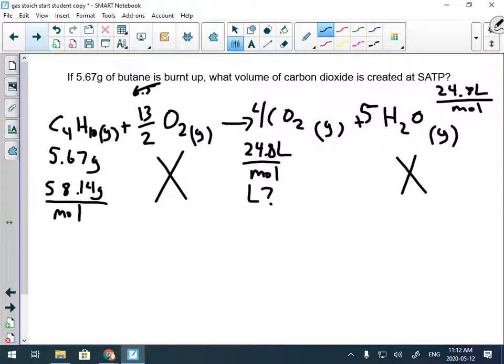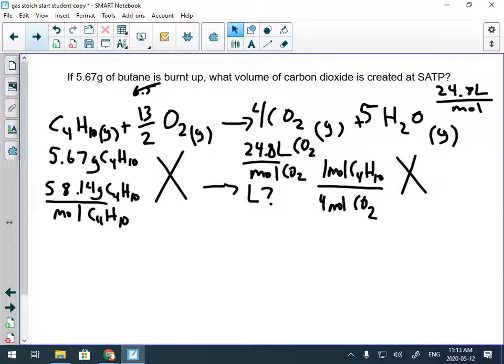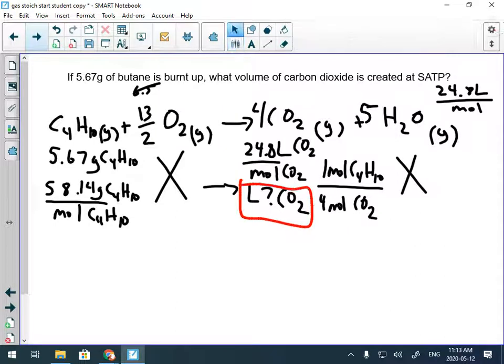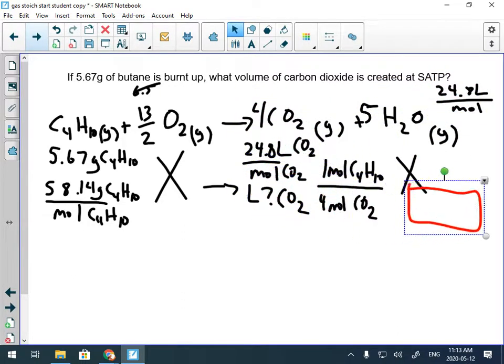It's asking for volume, and the last thing I need is the mole ratio between these two things, which is 1 mole butane over 4 mole carbon dioxide. Now, I was a little lazy, so I'm going to go back and I'm going to put in all the things that relate to it. Carbon dioxide, okay, this is butane, C4H10, C4H10, and C4H10. Okay. It's asking me to solve for liters, but liters of what? Carbon dioxide. Okay, I got to find liters carbon dioxide and start with that on top. Where is it? There it is. It's in the SATP constant that belongs to carbon dioxide. Okay, perfect. Go away, red box.